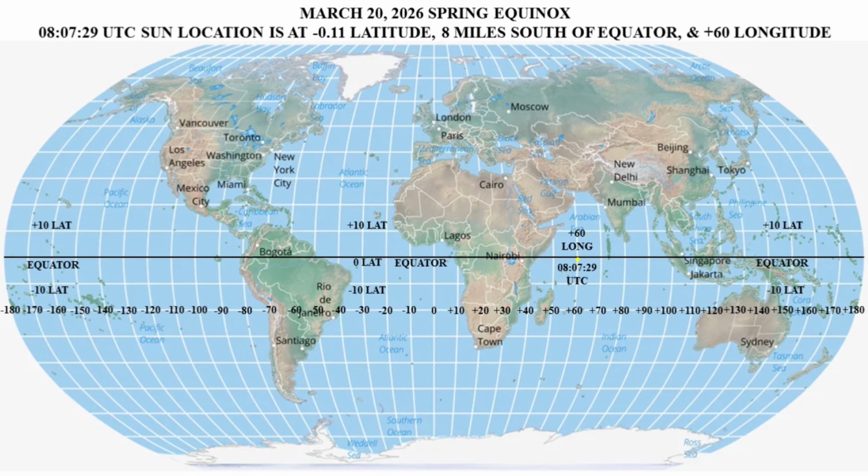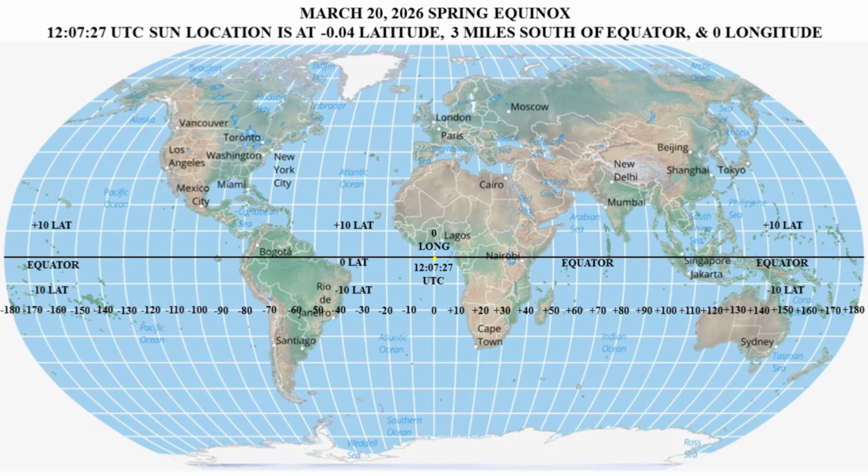08:07:29 UTC, sun location is at minus 0.11 latitude, 8 miles south of the equator, and at plus 60 degrees longitude. 09:07:29 UTC, sun location is at minus 0.09 latitude, 6 miles south of the equator, and at plus 45 longitude degrees. 10:07:28 UTC, sun location is at minus 0.07 latitude, 5 miles south of the equator, and at plus 30 longitude degrees. 11:07:27 UTC, sun location is at minus 0.06 latitude, 4 miles south of the equator, and at plus 15 longitude degrees.